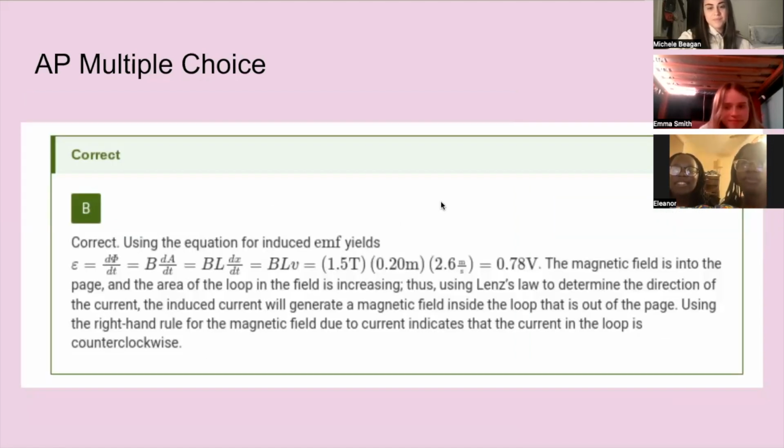Okay, so we used V equals the rate of change of the flux. And that, as you know, is equal to the magnetic field times the area. And then if you just keep simplifying that, you eventually get to BL times dx over dt. And that's because the length stays the same, but the velocity in the x direction changes to 2.6, as you saw in the question. And then as soon as you put those in, you're going to get the answer 0.78 volts.